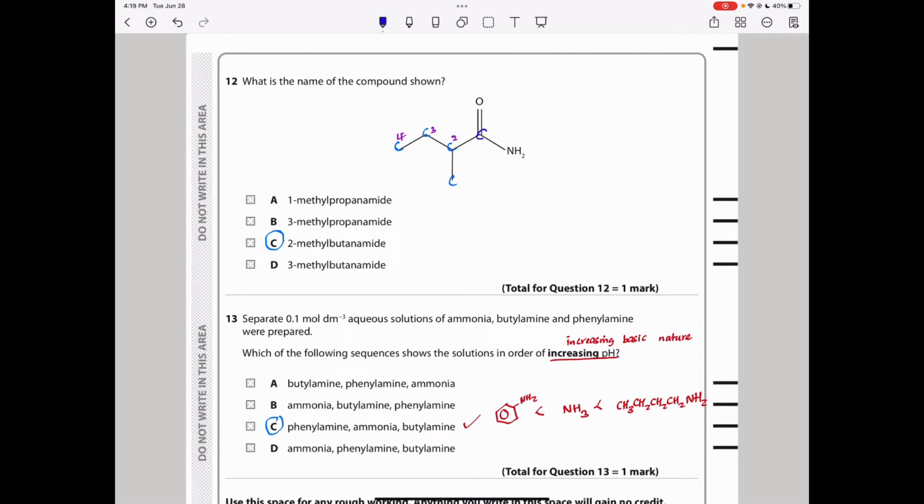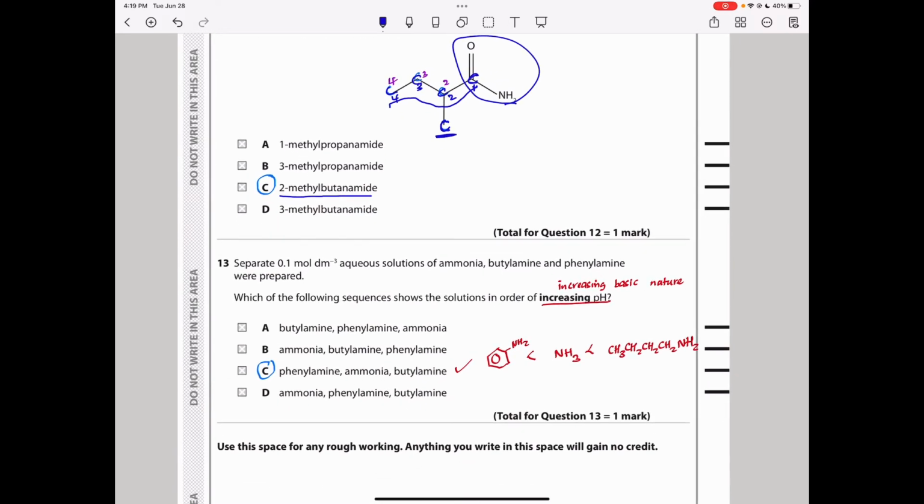I chose to call this carbon 1, that is carbon 2, carbon 3, and carbon 4. Since we know this is an amide, we count carbon 1, 2, 3, and 4. So it's going to be butanamide. And then there is a methyl on carbon 2. This is a methyl group. These are 4 carbons in an amide, so we say butanamide. This methyl is on carbon 2, so we say 2-methylbutanamide. That is the answer.